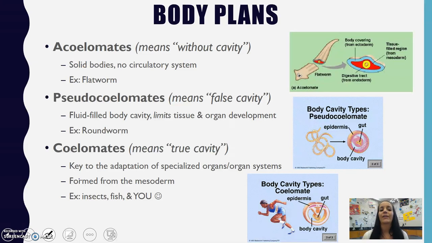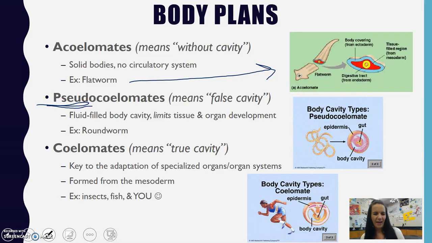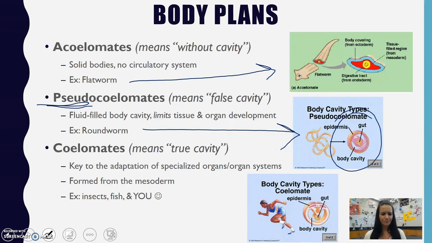So these animals have a solid body, they don't have a circulatory system, and a really good example of an acoelomate organism is a flatworm. Pseudocoelomates, the prefix pseudo means false, so this just means false cavity. So they kind of have a cavity, but it doesn't quite have the capability of a true body cavity. So this is fluid-filled, which does limit organ development, and a good example is a roundworm, and you can kind of see what that looks like there.